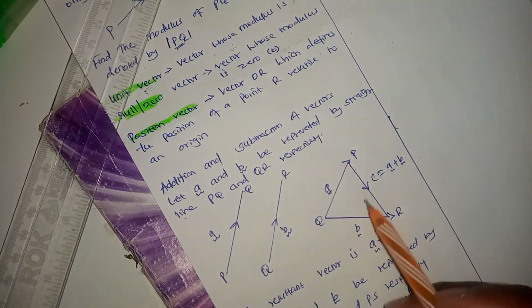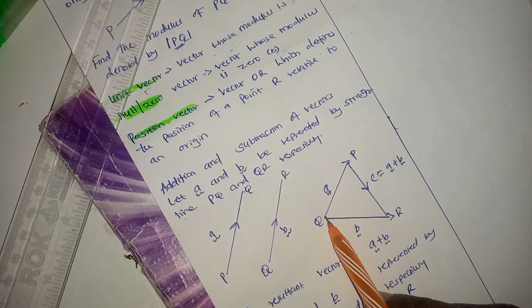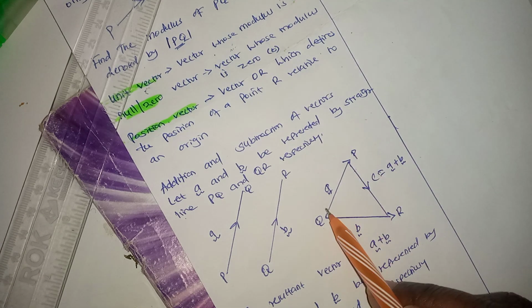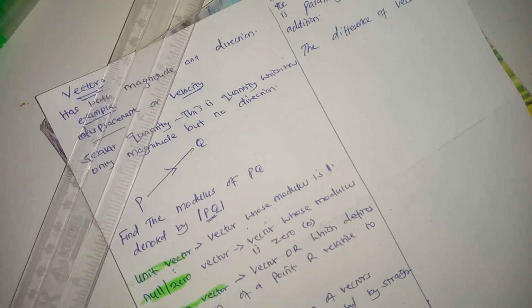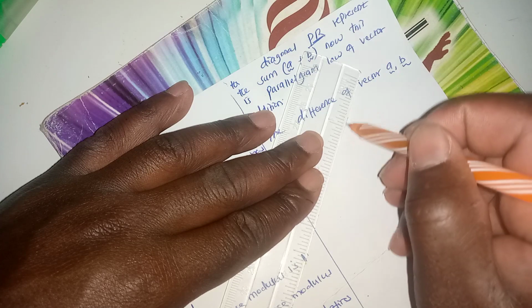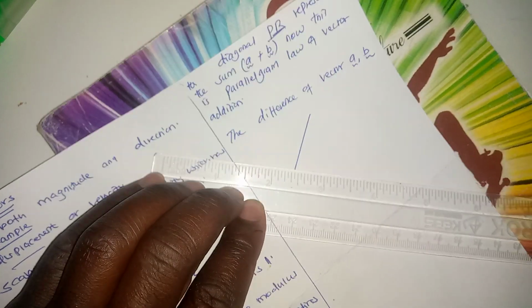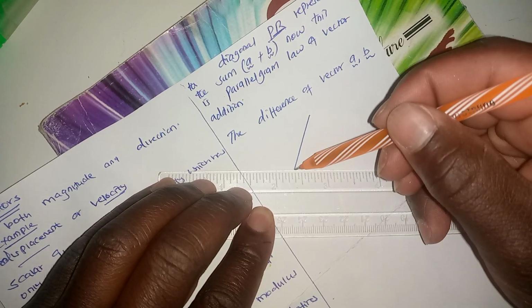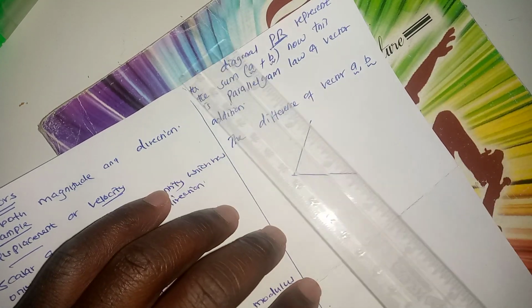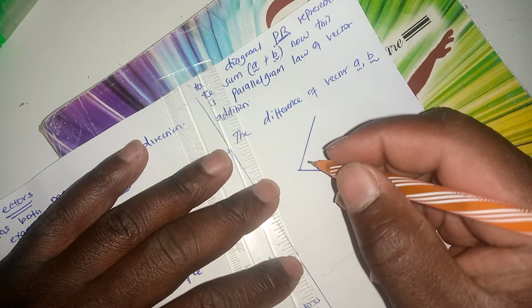I want you to note this. For addition, the arrows are not meeting anywhere. It is from this point heading this way and this point heading this way. Now we can draw the same triangle with the same arrows like this and like this. Now we want to find the difference in vector. Now these are going to meet at the same point.